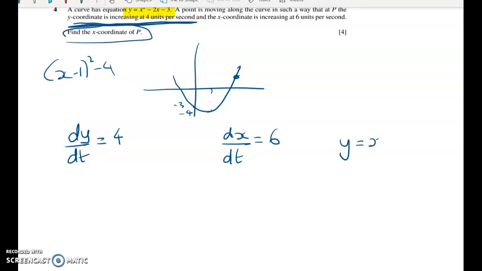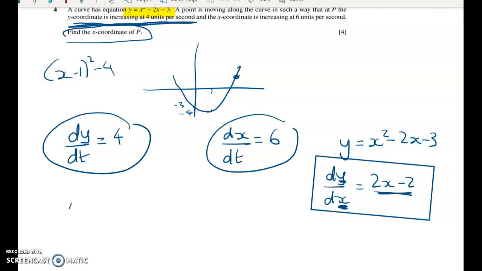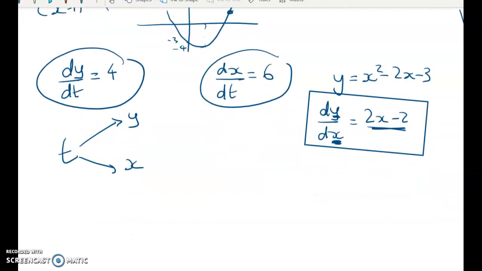Now we know that y is equal to x squared minus 2x minus 3. That means that dy by dx is equal to 2x minus 2. So this thing here is my link between x and y. And this is saying, per tiny, tiny unit change in x, what is the tiny, tiny change in y? And it's 2x minus 2. So we're going to take this information, which tells us how t affects y, and how t affects x. We're going to use the chain rule to put those two things together.